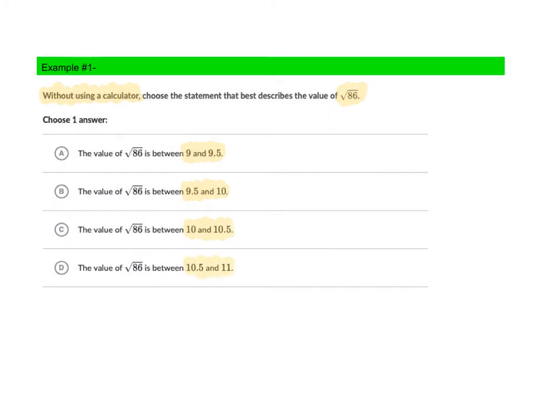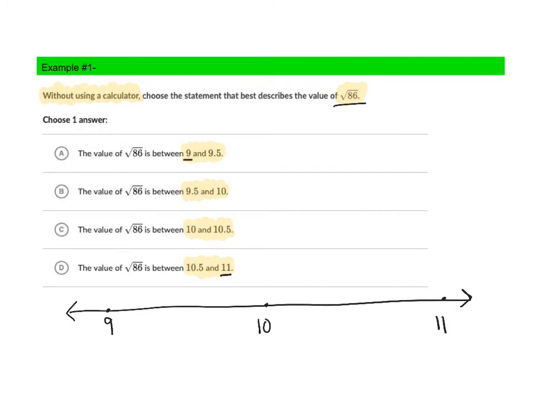So we are going to estimate where this square root of 86 lies based on what we know about these other squares. So I'm going to draw a number line out, and I'm starting with the number 9 and I'm going all the way up to 11. So I have 9, 10 in the middle, and then I have an 11. And the other numbers they give me are 9.5 and 10.5.